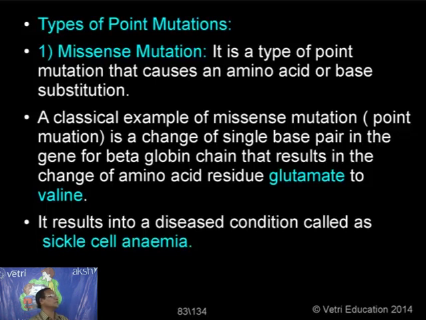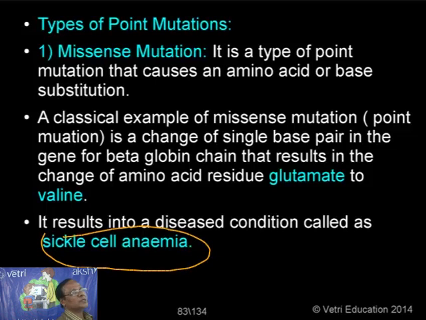So that is why I mentioned here it is a type of point mutation that causes an amino acid or base substitution. So it is an example of substitution mutation. As a base has been substituted, immediately an amino acid in the protein is also substituted. The best example for this point mutation, or the missense mutation, is sickle cell anemia.